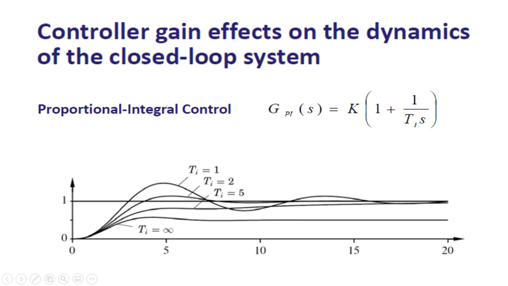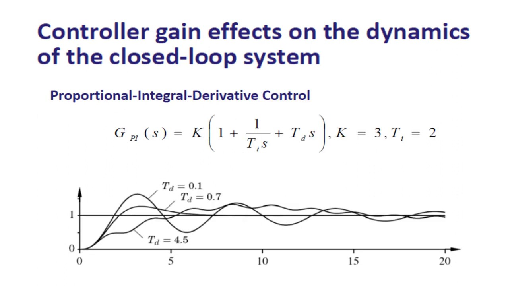But look here, the good response is when ti equals 2, not with 1 or 5 or infinity. So the main idea is it is not always the case that when you increase the value you get a better response. Sometimes your response is degraded when you increase the value. So the main idea is to find the value that will give you the desired result. We are looking for some optimal solution.